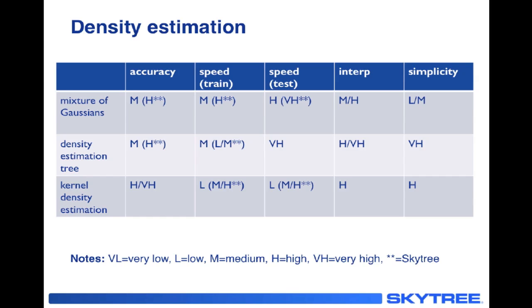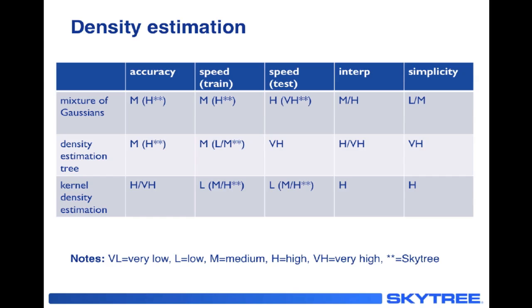Okay, the most accurate of all these density estimators is completely non-parametric. It's kernel density estimation: very high accuracy, but slow at training time and test time, unless you know the state-of-the-art way to implement it. But very easy to interpret. It's just a sum of kernel functions, and fairly automatic. It's just one parameter generally.